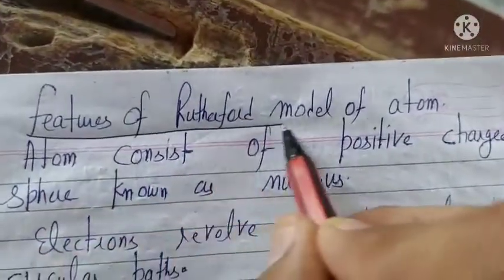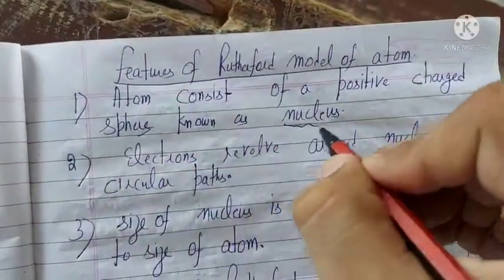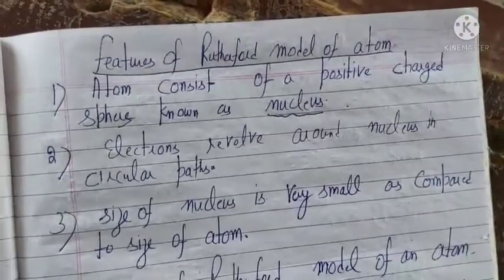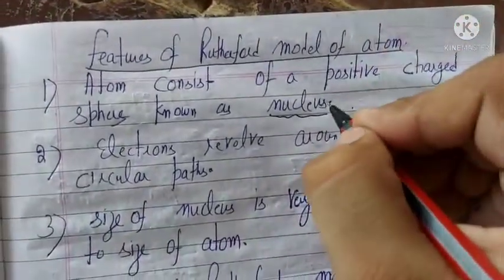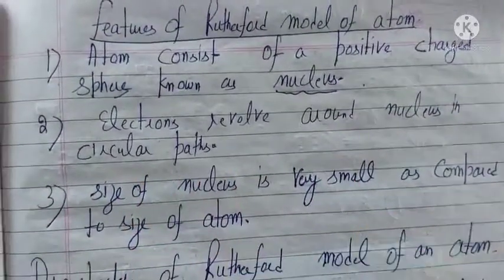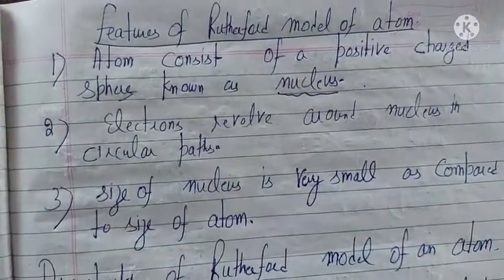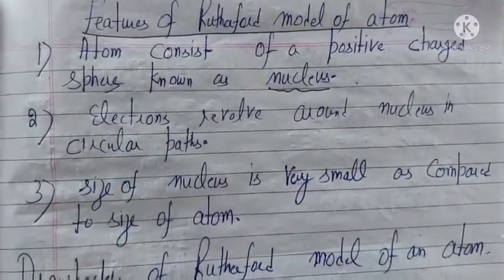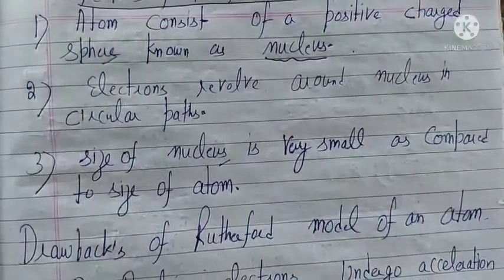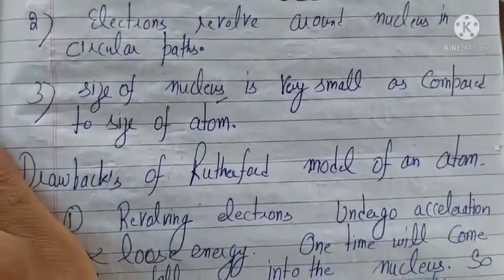That is very important. So what are the features of the Rutherford model of an atom? The atom consists of a positively charged sphere that is known as the nucleus. He said that a positively charged sphere is present in the atom, and he named that sphere the nucleus. And he revealed electrons revolve around the nucleus in circular paths. That means electrons are not embedded in the nucleus, they are revolving around the nucleus in circular paths. And he also gave the concept that the size of the nucleus is very small as compared to the size of an atom.